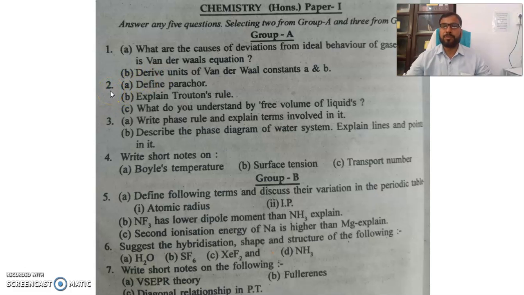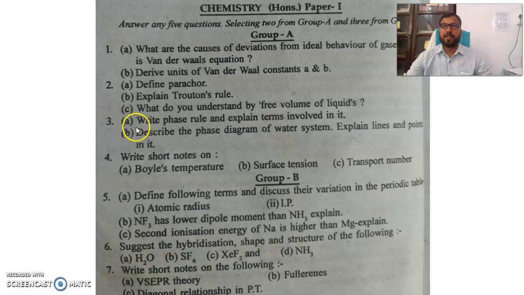Question number 2 contains 3 parts. A. Define Pareto. Second, explain Rodburn's rule. And C. What do you understand by free volume of liquids? If you are attempting question number 2, you have to answer all the 3 questions.